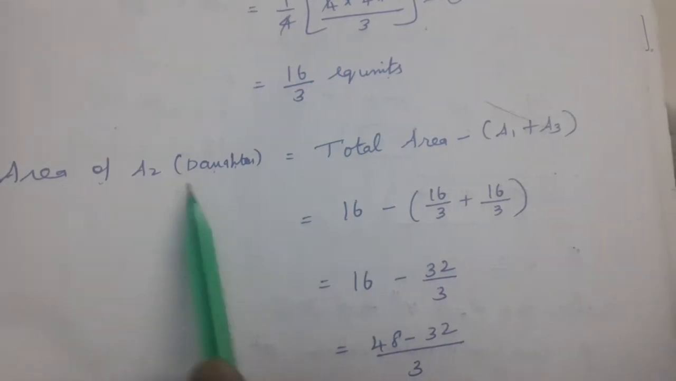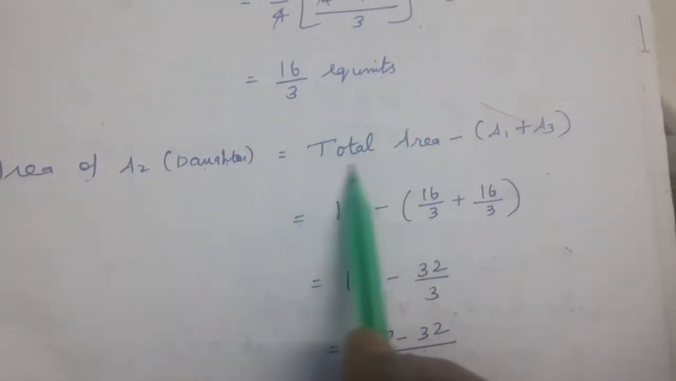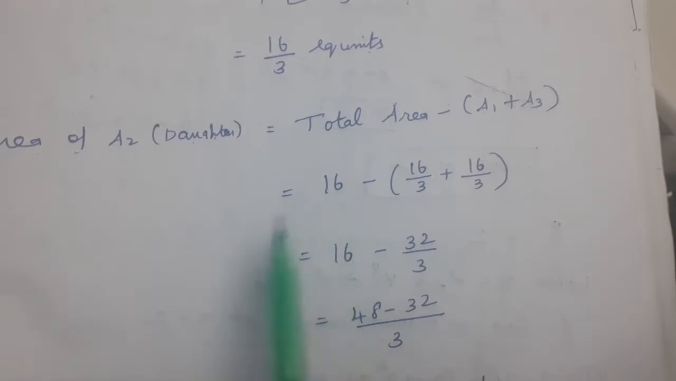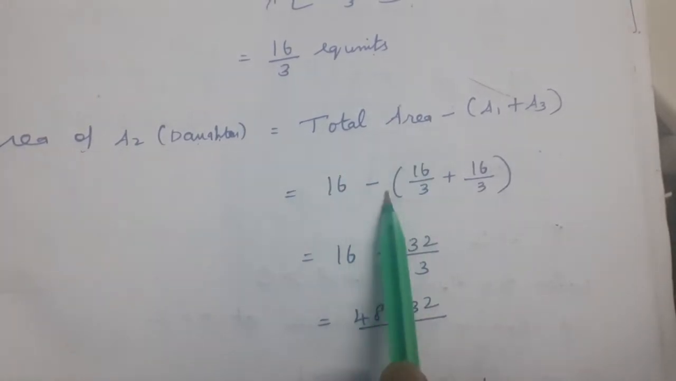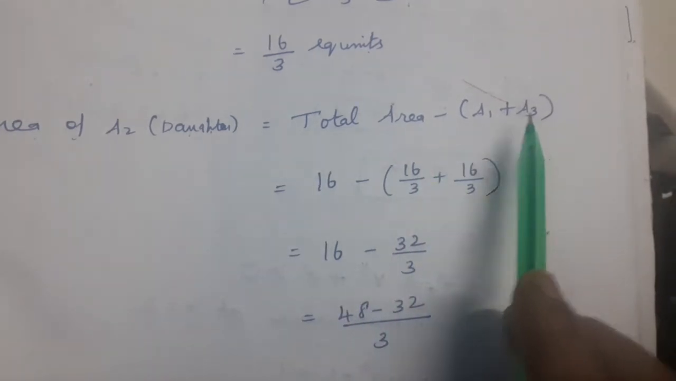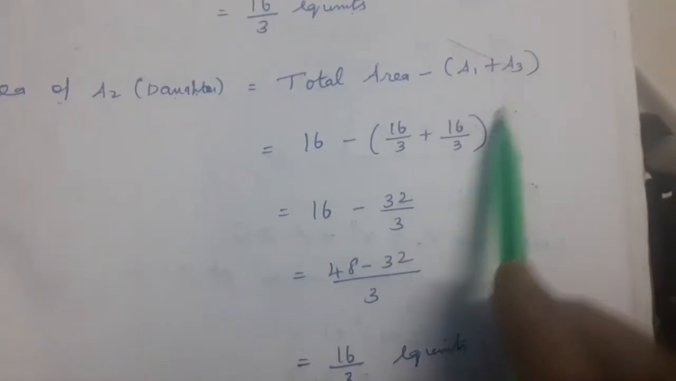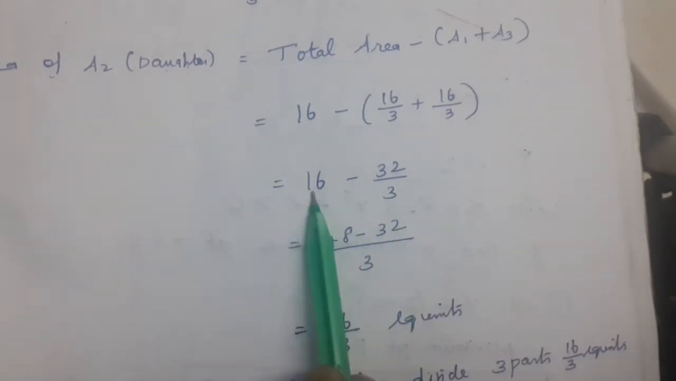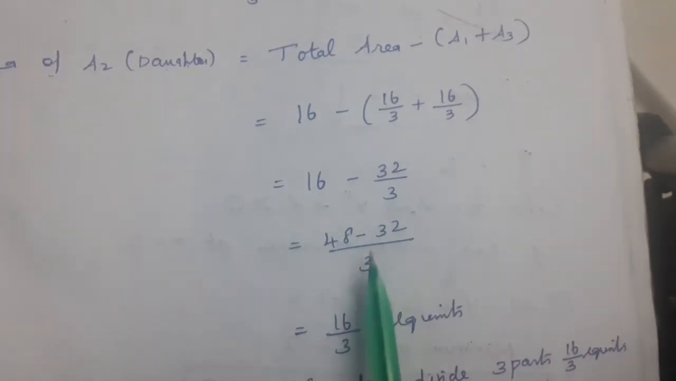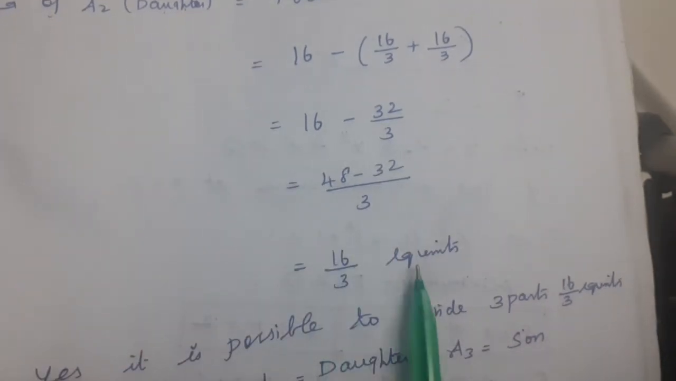Next, the area of the daughter is easy to find out. What is the total area? The total area is 16 square units, because the region is 4 into 4, 16 square units. So the total area minus A1 plus A3. A1 is 16 by 3, and A3 is also 16 by 3. Now 16 minus 32 by 3: 16 threes are 48, and 48 minus 32 is 16 by 3 square unit.